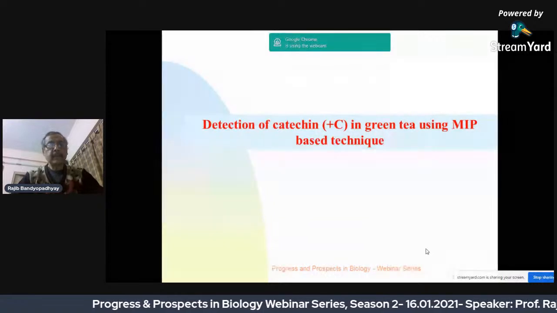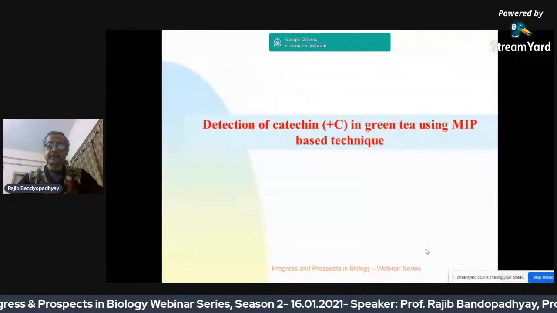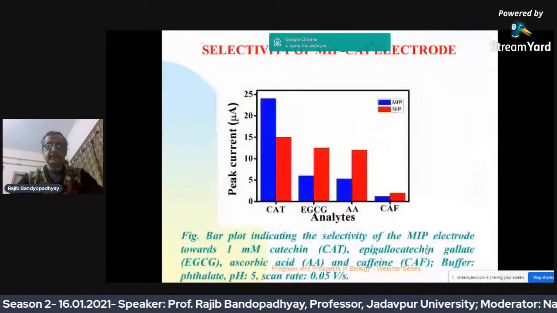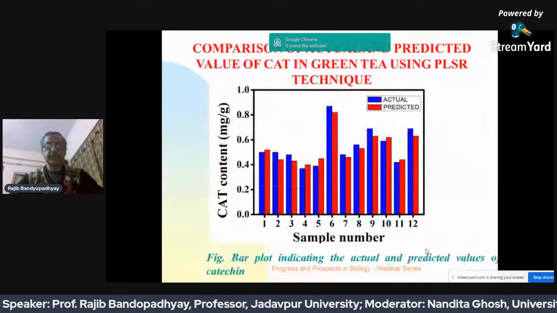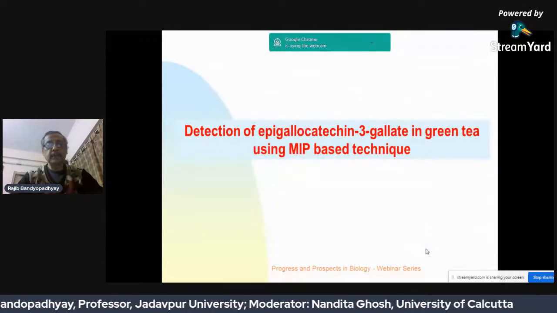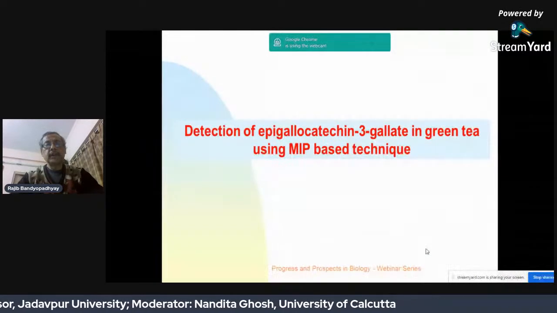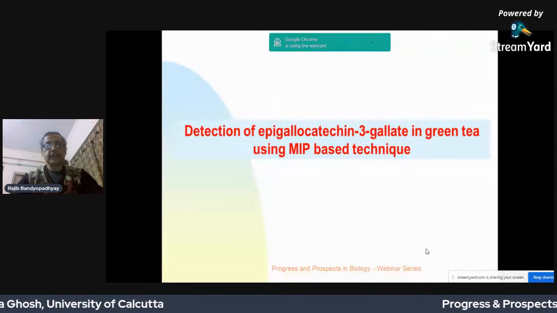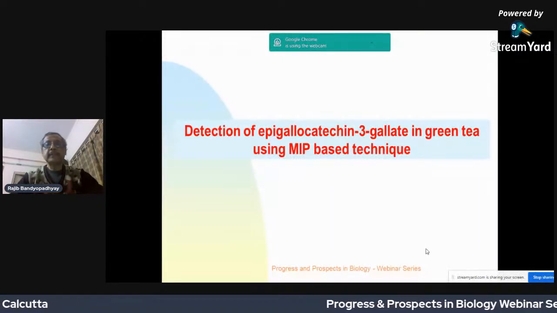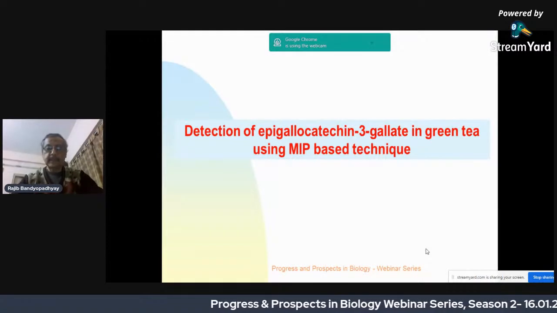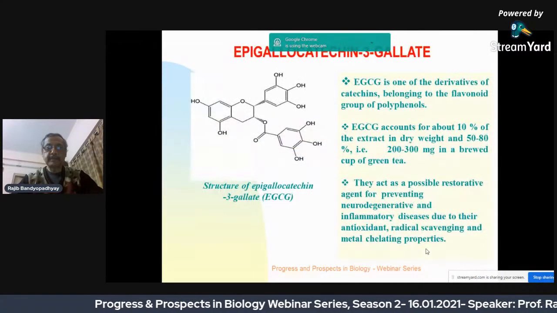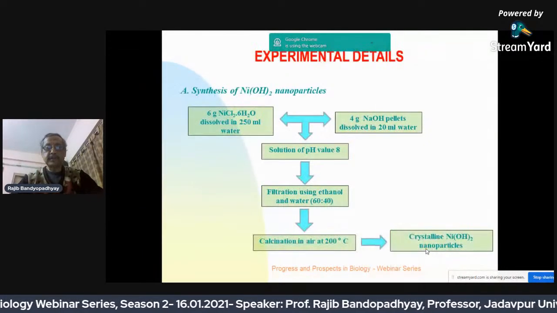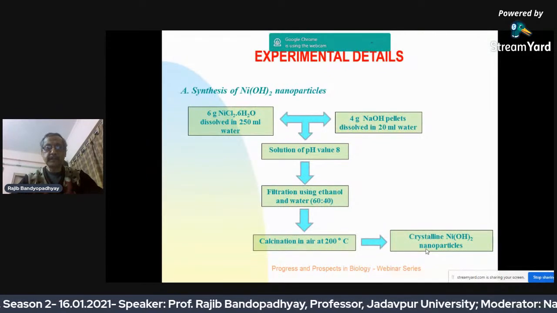Similarly, we have developed a sensor for catechin in green tea using the same MIP-based technique. I'm just showing the different applications which are possible. And you see, most of these molecules are large. We also tried to develop some sensors for small molecules, but there the accuracy is somewhat limited. This is epigallocatechin 3-gallate in green tea, using the same technique. All this we have published in papers, and some of them have been patented, and we are trying to commercialize now with the help of some industries.